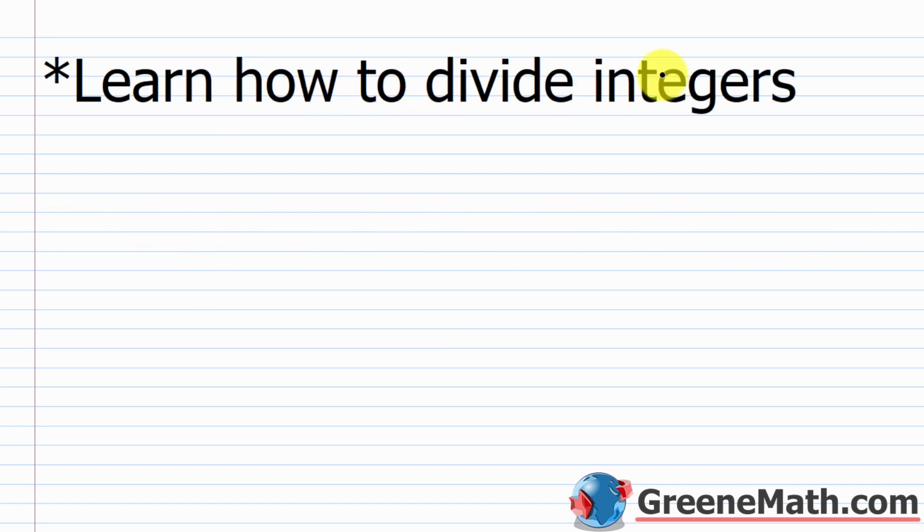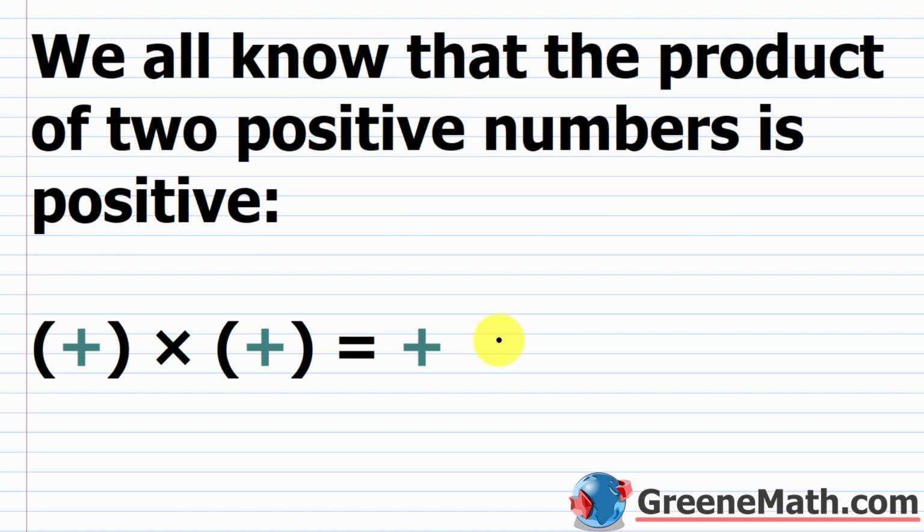All right, so at this point in the course, we should know how to multiply whole numbers together. And we know that unless we have a factor of 0, if we multiply 2 whole numbers together, we're going to get a positive product. So we all know that the product of 2 positive numbers is positive, even if you've never thought about it. So a positive times a positive will give us a positive.